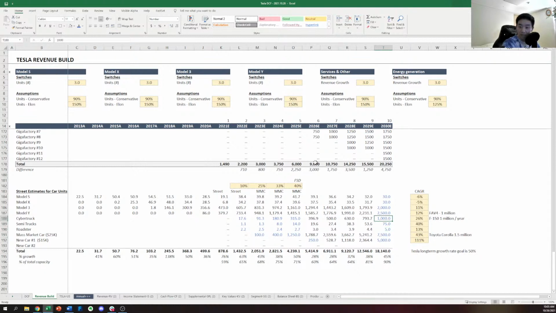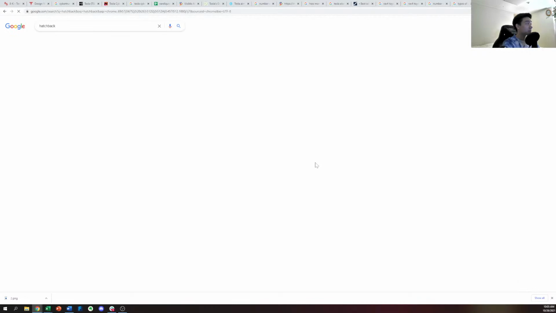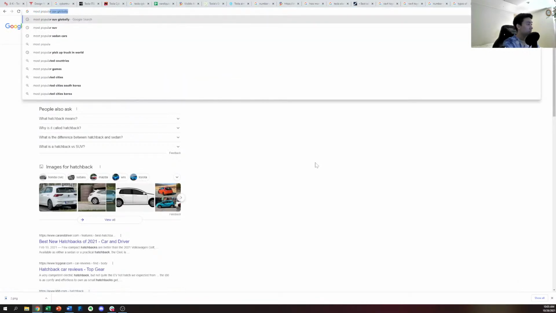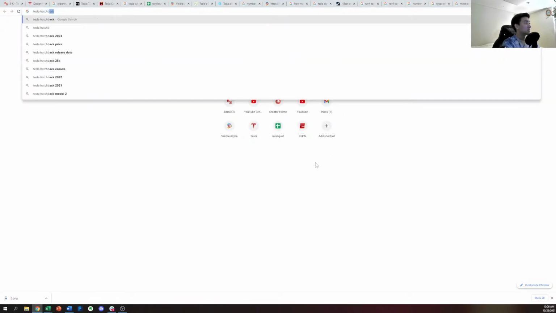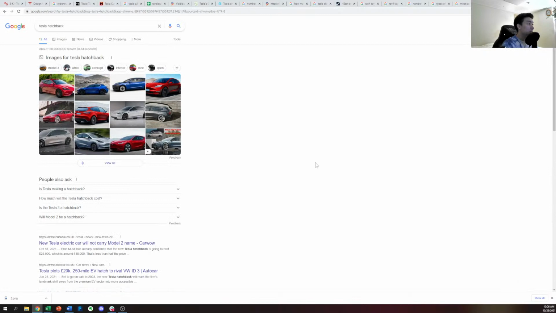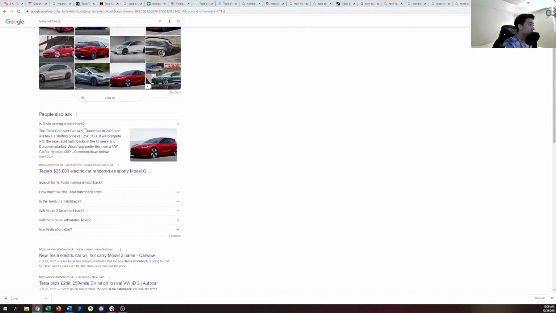Sorry, dude, hatchbacks are hot right now. Oh, really? Okay. Maybe we do a hatchback then. How much are hatchbacks? Hatchbacks are just so ugly. I don't know if Tesla would ever want to make one. Let's see if there's any information about that. Oh, wait, maybe they already made, wait, what is this? The Tesla compact car will be launched in 2033. It will compete with hatchbacks. Oh, so I guess they're selling a hatchback.